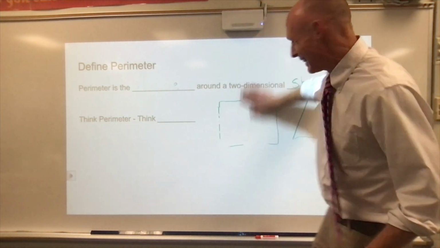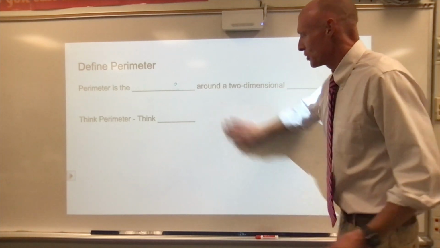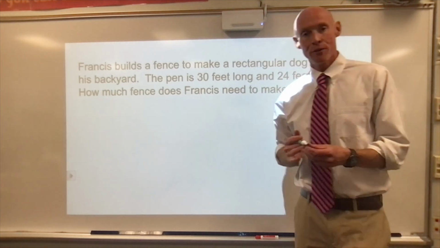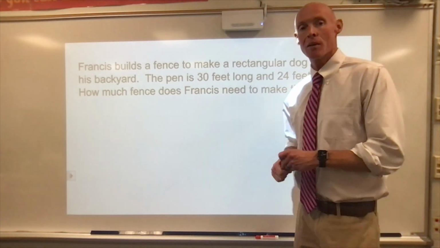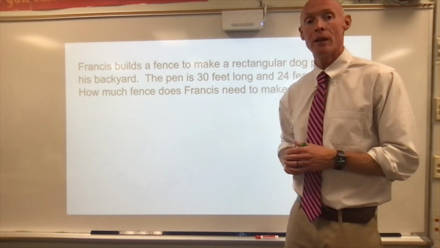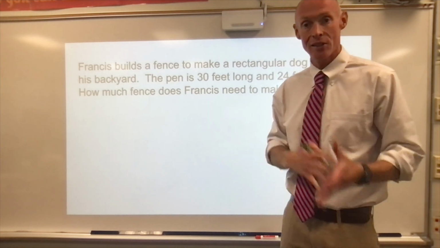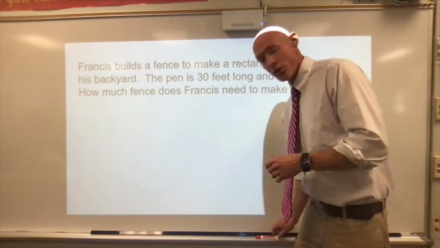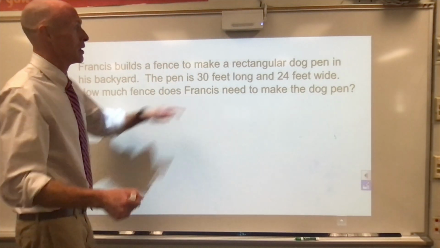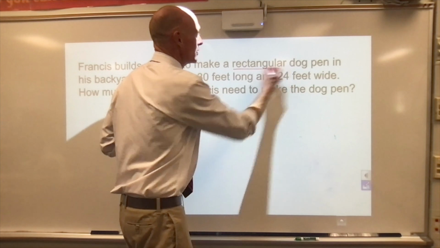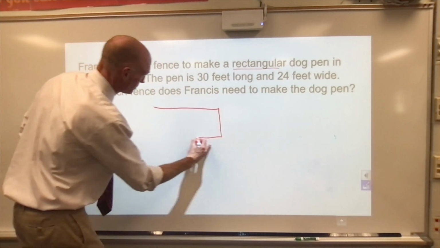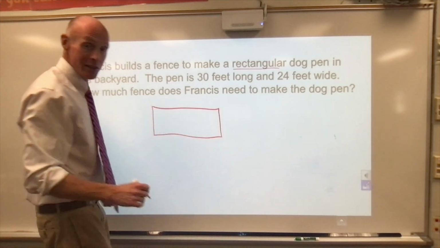So let's break this down into our first question, which is, Francis builds a fence to make a rectangular dog pen in his backyard. The pen is 30 feet long and 24 feet wide. How much fence does Francis need to make the dog pen? So I want to start by modeling it, showing you what the dog pen could look like. We know it's a rectangular dog pen, so that means two sets of equivalent sides.